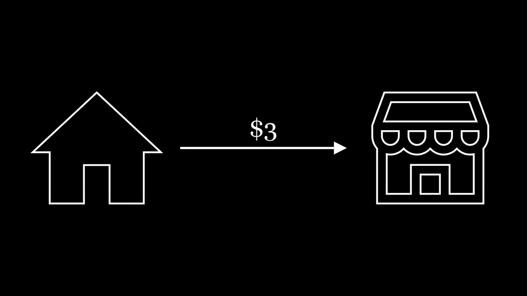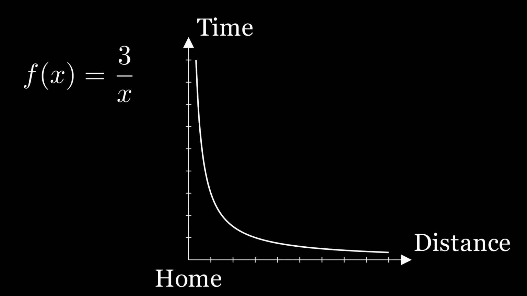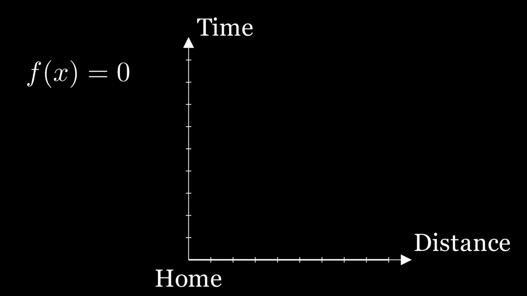Now let's suppose that you've won the lottery. Your dad, upon hearing this news, will likely spend the $3 that he has, knowing that he'll be able to get a lot more from you once he gets home. Our function then changes from 3 over x to 0 over x, which simplifies to 0. Our graph is now simply a straight line running across the x-axis, meaning that regardless of where your dad is at the time you win the lottery, the time it takes him to get home is simply 0.